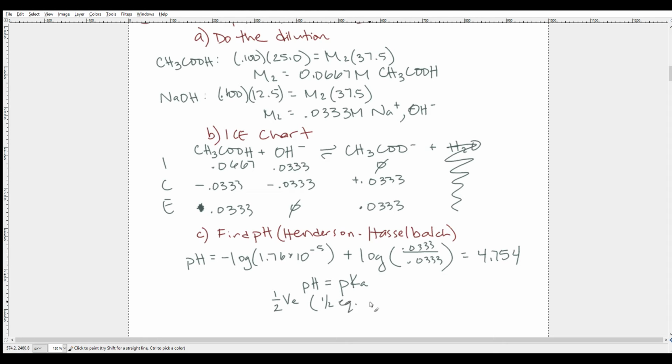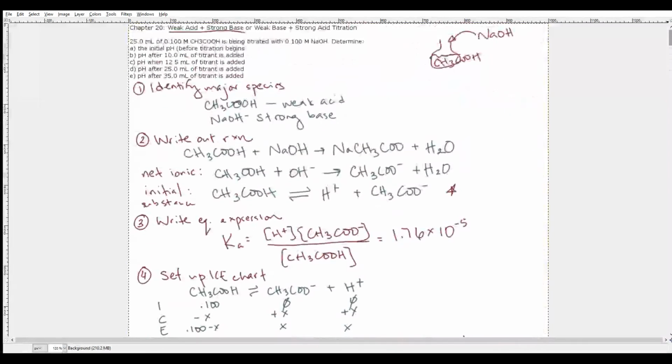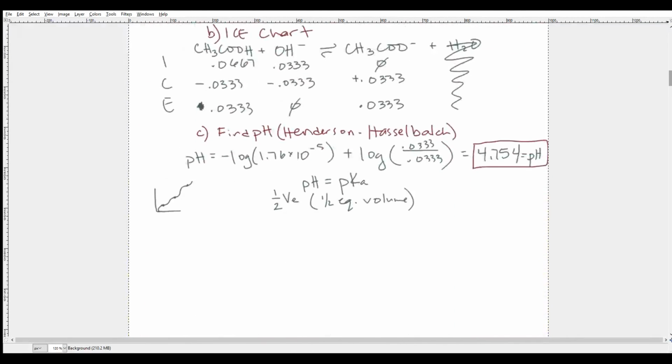1/2 equivalence volume. If you go back to the titration notes, you will see the graph of the polyprotic that does this many times, and there is a part on the graph where I say, oh look, over here the pH is equal to the pKa. So go back and find that in your notes. But anyway, this is our pH. This is our answer to part, I don't even know what part we're on anymore. After 15 milliliters have been added, woo! Oh, 12 and a half, sorry, that's C. This was C. Okay, cool. We are getting there.